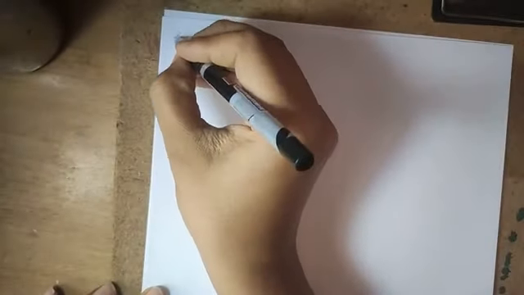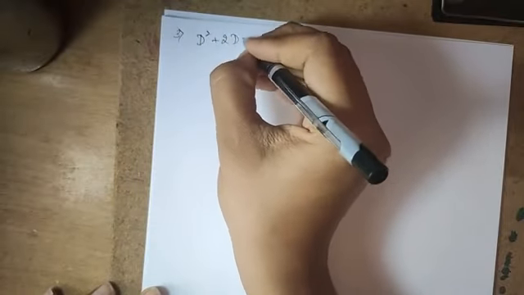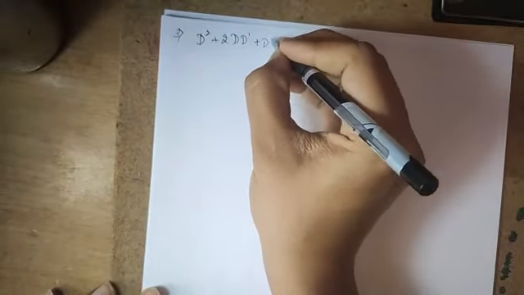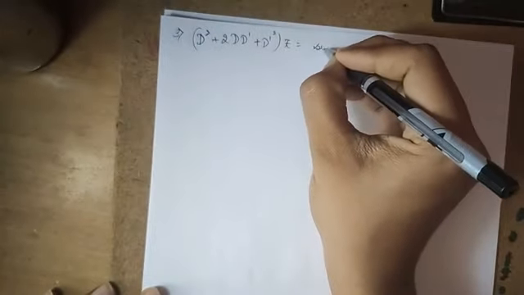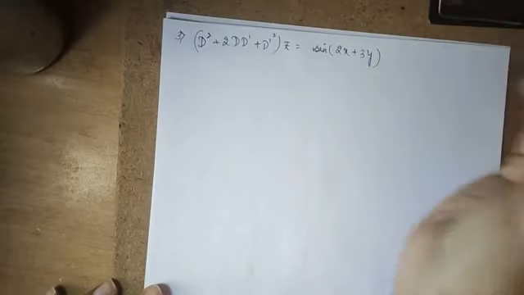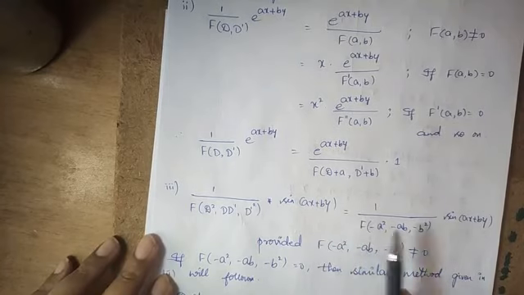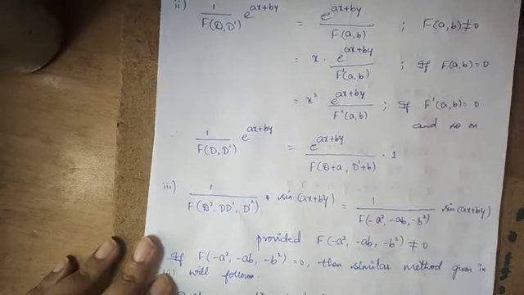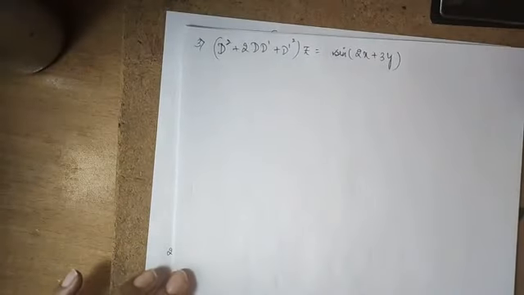Okay. So the next problem is D square plus 2DD dash plus D dash square into z is equal to sine of 2x plus 3y. So clearly the third problem is of type 3, that is sine of ax plus by form I have on the RHS side. So let's solve this.